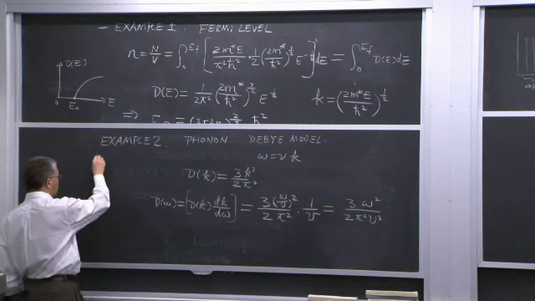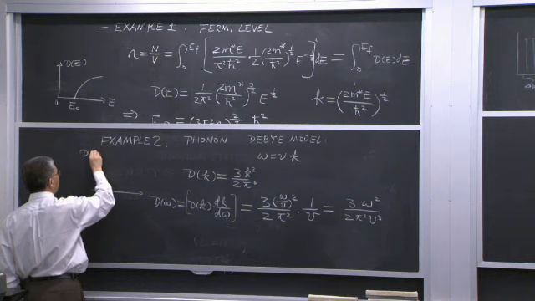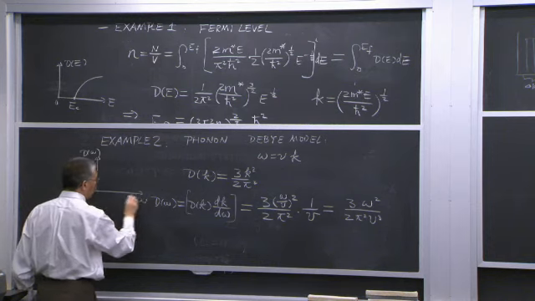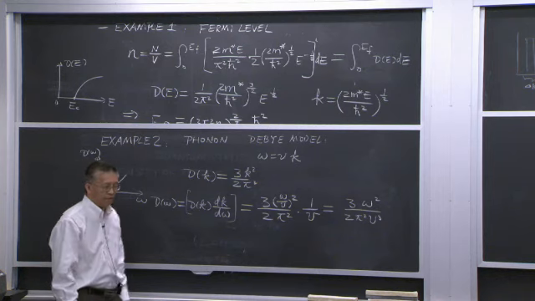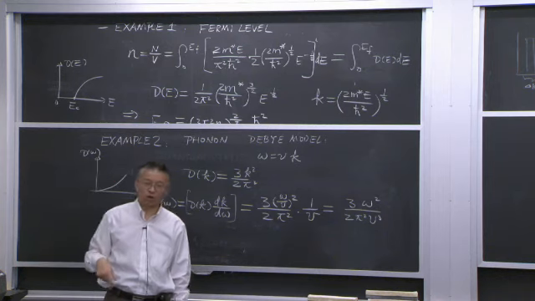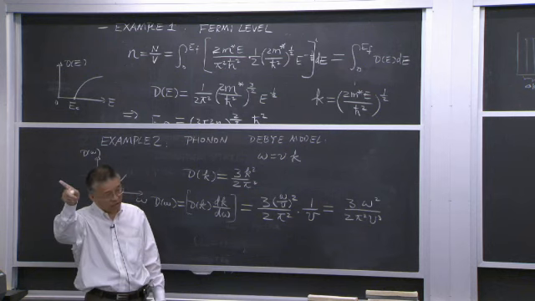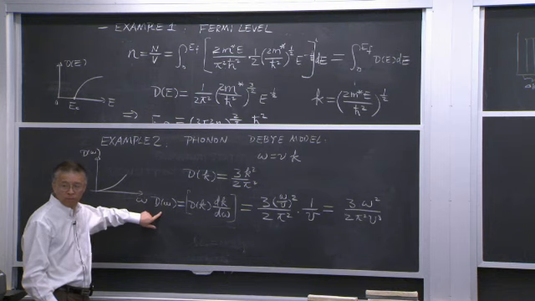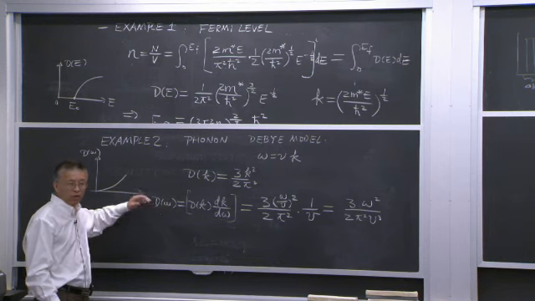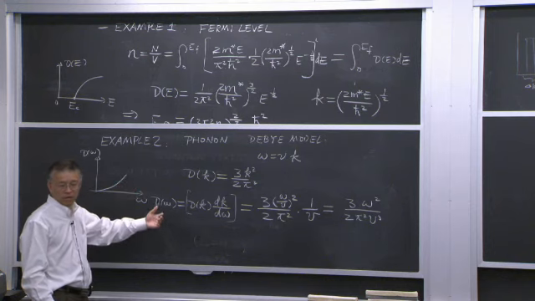Here is d omega, and here is omega. So it's a parabola. It's not a square root. The density of states for electron is the square root of energy, but here it is actually the square of energy. So different dispersion gives you different density of states.